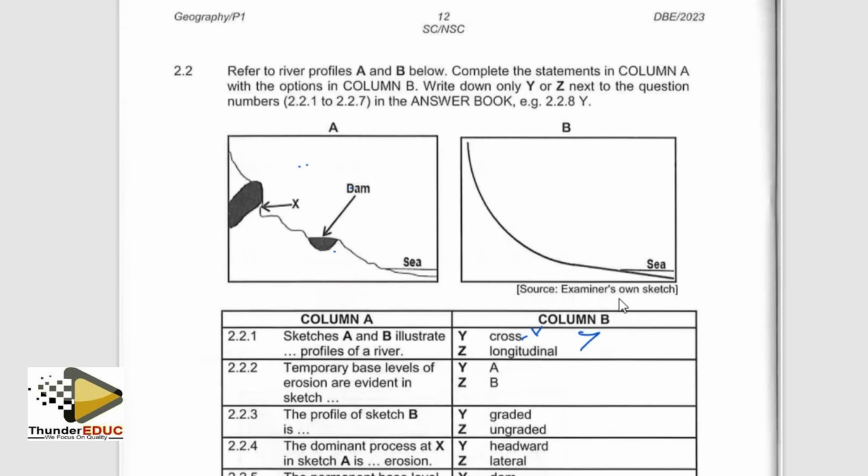Z answers that. So the temporary base levels of erosion is evident in which sketch? This is A. So A is Y. So Y is there. The profile of sketch B is which one? Graded or ungraded? Obviously it's graded. There is a balance here between erosion and deposition. Y is answering that.